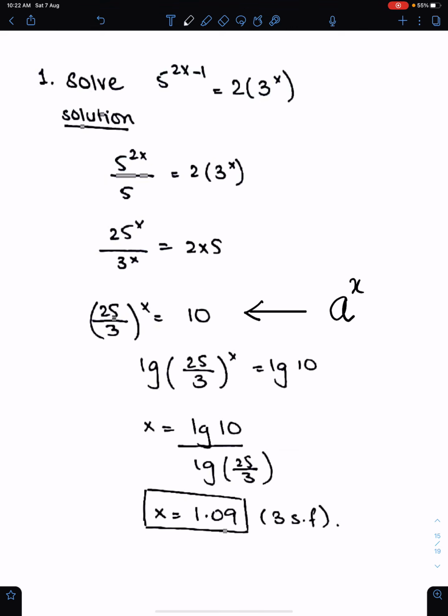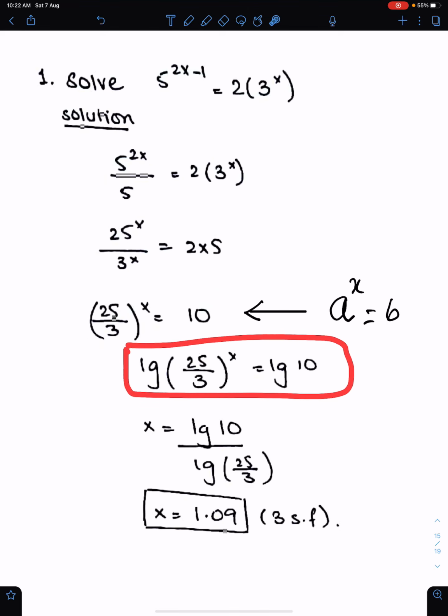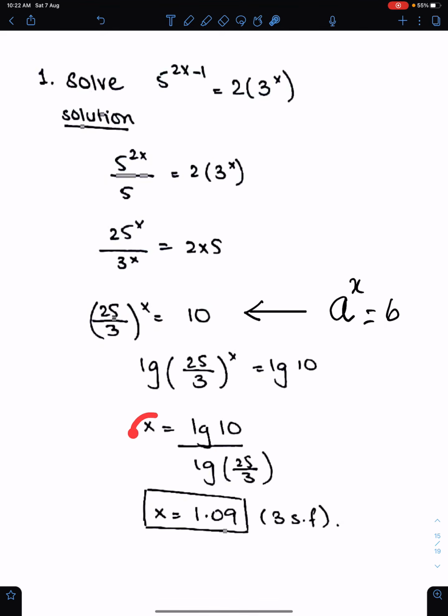As soon as you get the standard index form, take log on both sides. You can either take lg or ln, it's your choice. So by taking lg on both sides, we have this equation. Now according to power law, we can make this x a coefficient like this, and this will be divided on the right hand side. This is the final answer up to 3 significant figures.